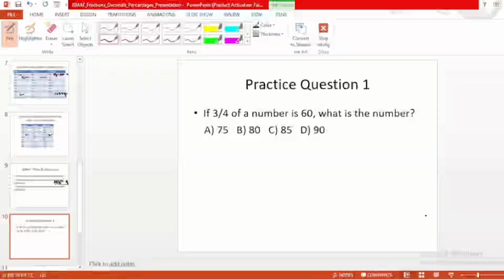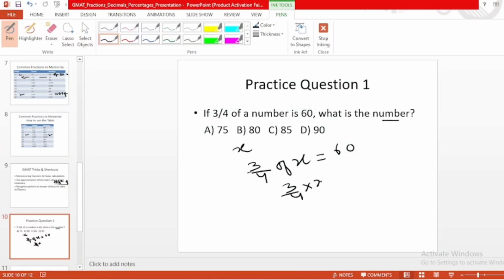This can be solved with two methods. First, I deal with this question with the algebra method. 3 by 4 of a number is 60. What is the number? In algebra, we assume let the number be x. Now 3 by 4 of x is equal to 60. This is given. So 3 by 4 multiplied by x is equal to 60. That implies x is equal to 60, with the 4 going on top and 3 coming below. So you get 80 as your answer.